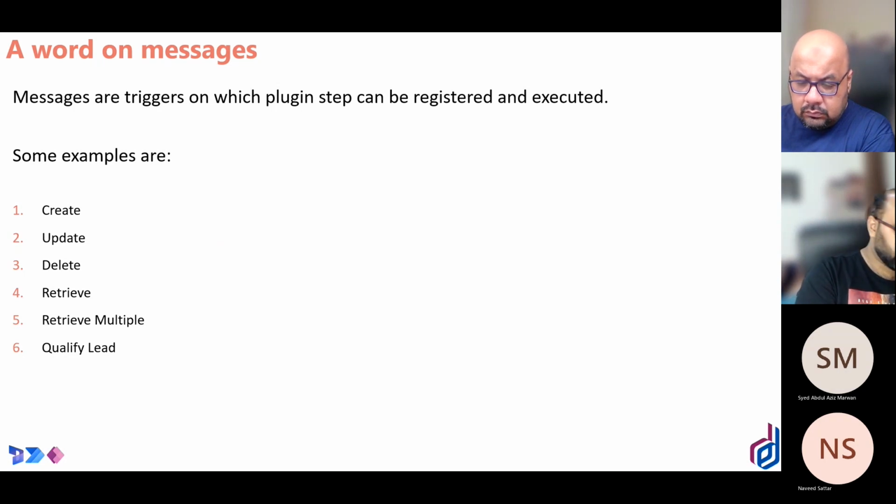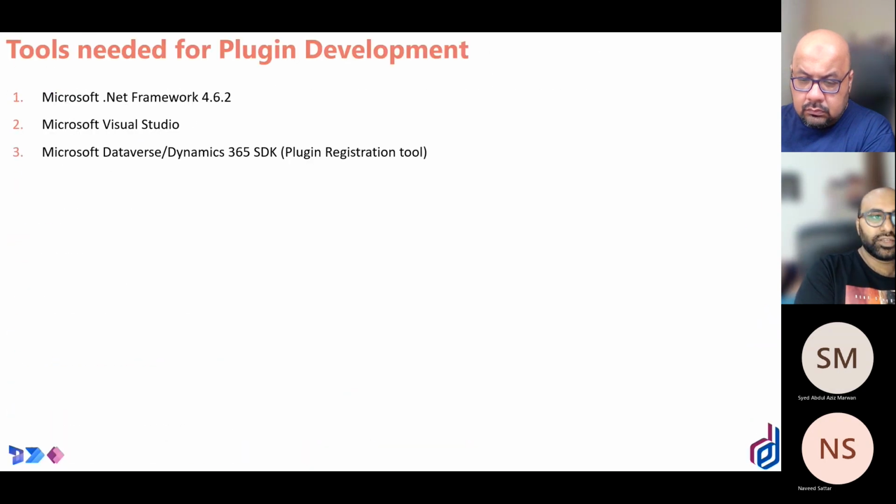Again, once we implement a plugin, we'll see more in context. Okay, so what kind of tools do we need for plugin development? Very basic. We need Microsoft .NET Framework, preferably 4.6.2. You can write a plugin on the latest versions also, but if you use a feature that was not available in 4.6.2, your code will not work. So I recommend this version unless Microsoft says don't go any further. This should be sufficient for plugin development.